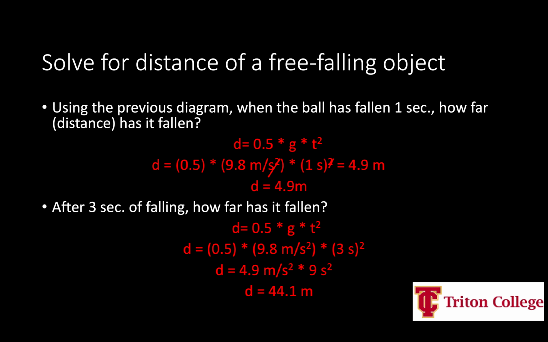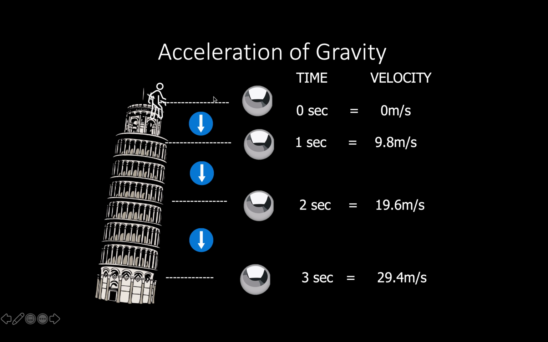Again, that one's simple, right? After 1 second, this is basically what I'm saying. The distance between this height and this height is 4.9 meters. That's how far the ball fell after 1 second.